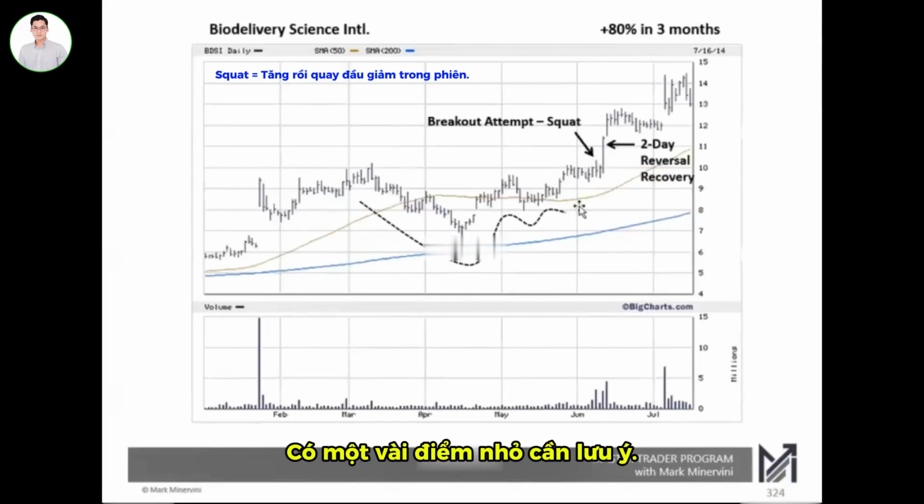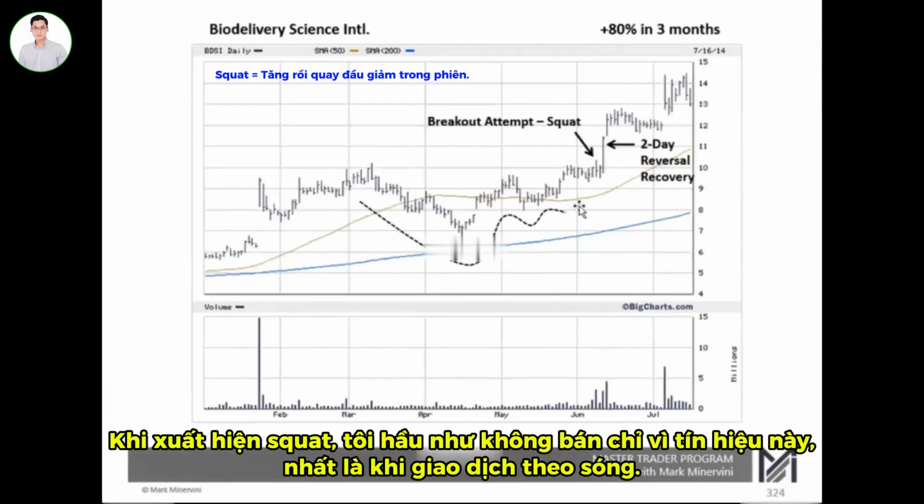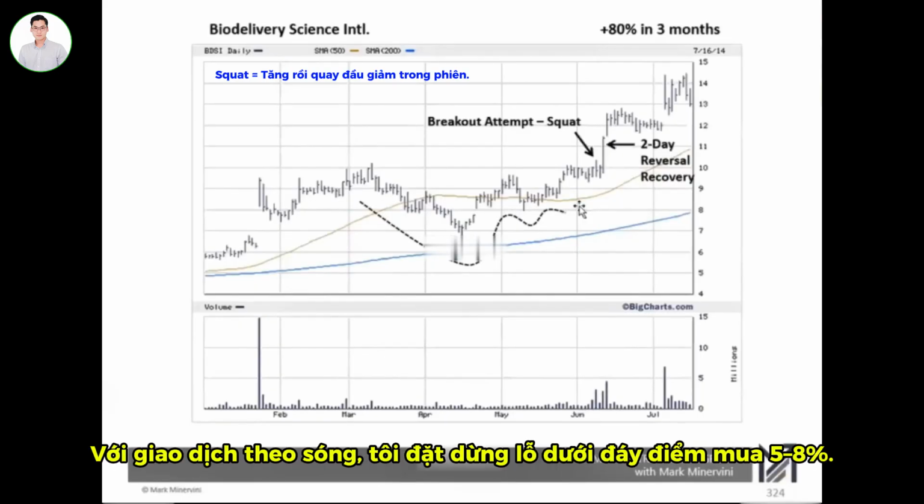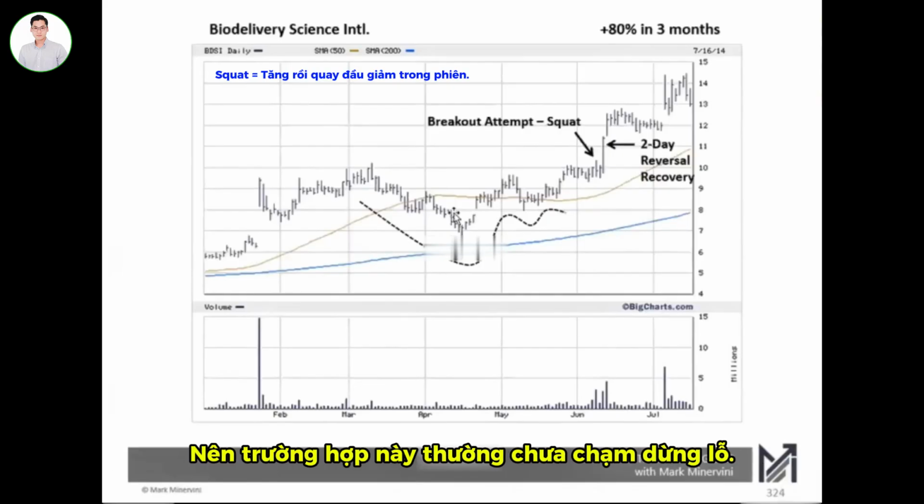Now, a couple little things. Once that happens, I almost never sell the stock just because it's squatted, particularly if I'm swing trading. If I was very short-term trading, maybe, if my stop was super tight. But for swing trading, I would already probably have a stop in below the low of the pivot, or maybe a 5 or 6 or 8% stop. So that probably wouldn't trigger the stop.